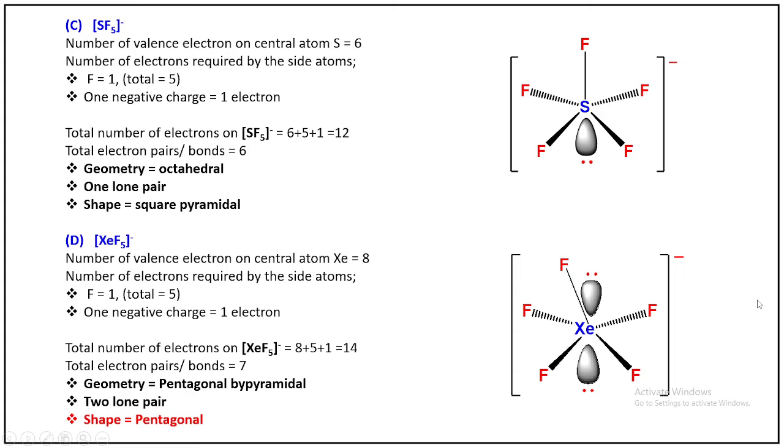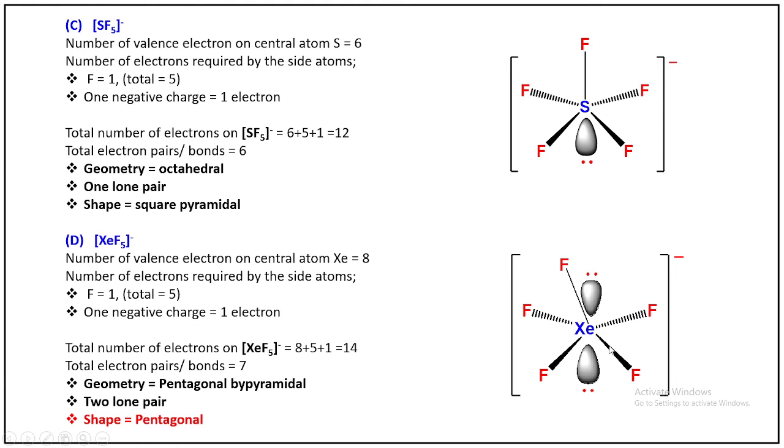To avoid repulsion. Correct. We have a simple rule that lone pair-lone pair repulsion is greater than lone pair-bond pair repulsion, which is greater than bond pair-bond pair repulsion. If we consider these two positions, they are as far as possible, at an angle of 180 degrees. Since lone pair repulsion is greater, they will stay as far as possible, at the axial positions. This is called the axial position and this is called the equatorial position. Hence the shape is pentagonal.